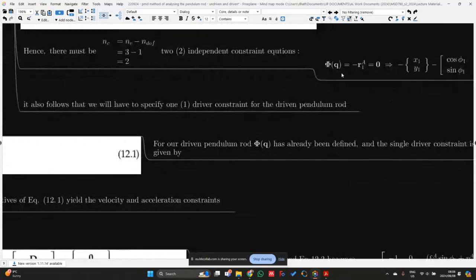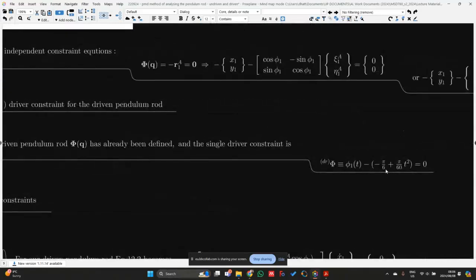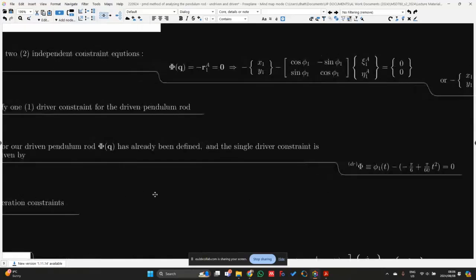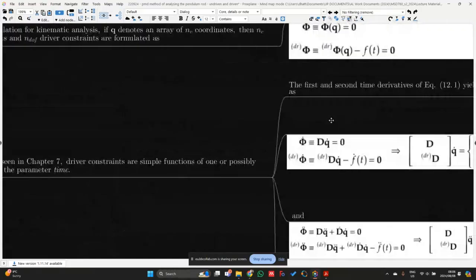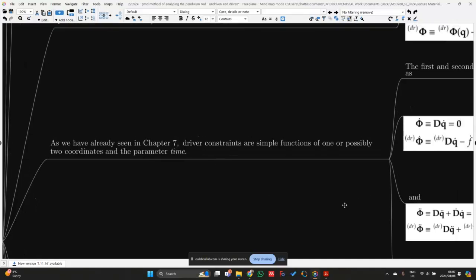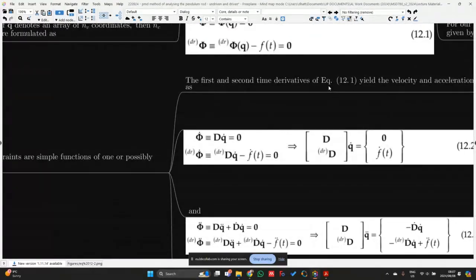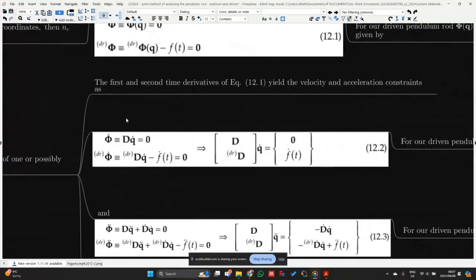Okay, so we know that phi q we get from this equation over here at the top, and then phi of the driver constraint is what we will have to denote or deduct before we go into the DAP-BC analysis. As we have already seen in chapter 7, driver constraints are simple functions of one or possibly two coordinates and the parameter time. So the first and second time derivatives of equation 12.1 yield the velocity and acceleration constraints.